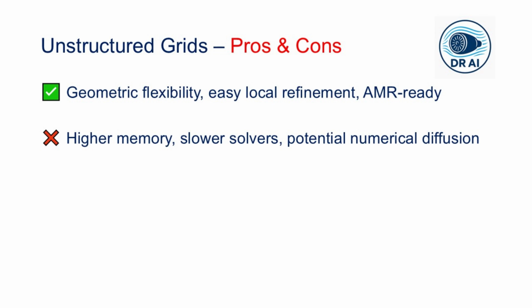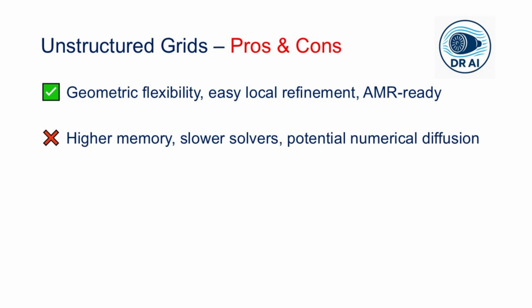So we will discuss the advantages of unstructured grids first. We have geometric flexibility and automatic mesh generation; Delaunay and advancing front methods can mesh almost any CAD geometry. Easy local refinement: just split the cells in the region, and it naturally supports solution adaptive refinement, AMR.